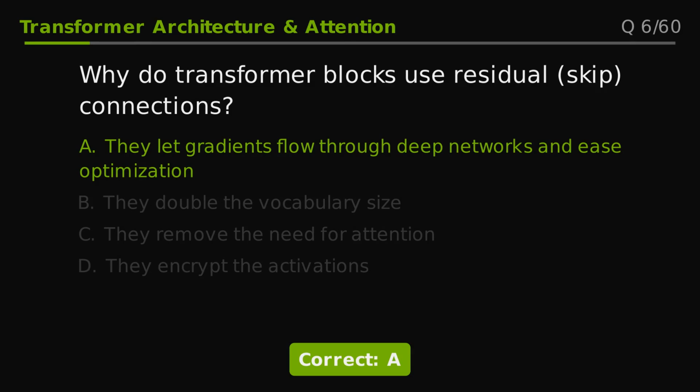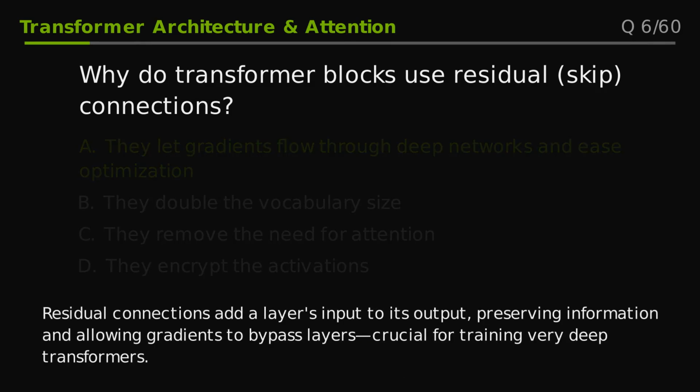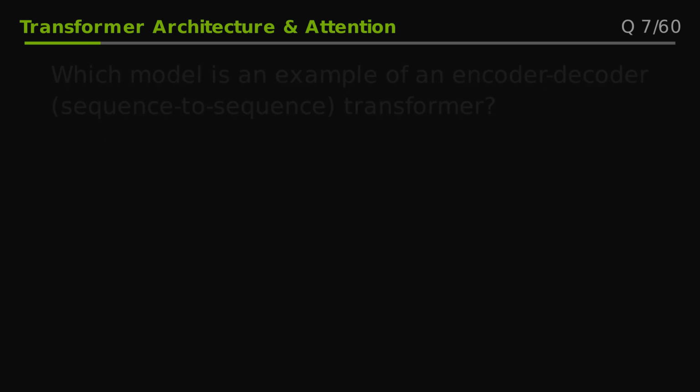The correct answer is A. Residual connections add a layer's input to its output, preserving information and allowing gradients to bypass layers, crucial for training very deep transformers.